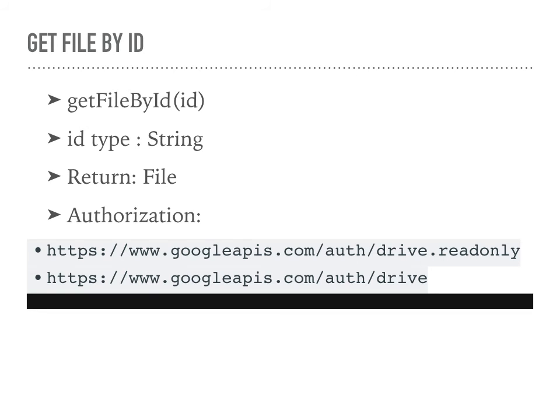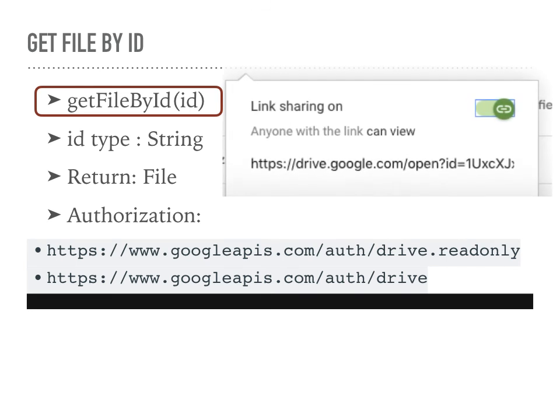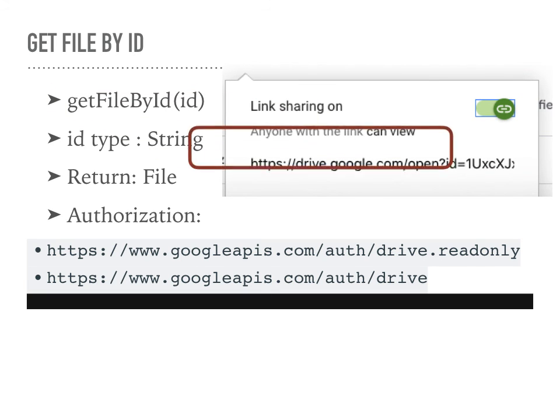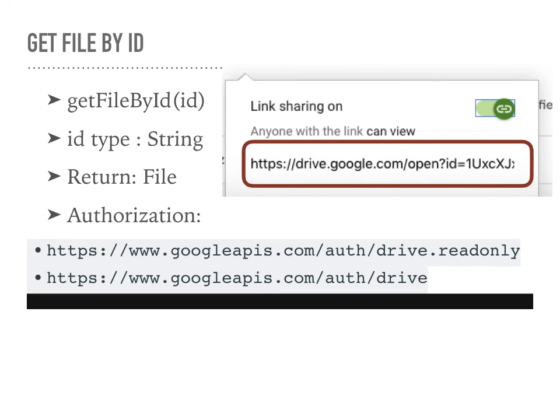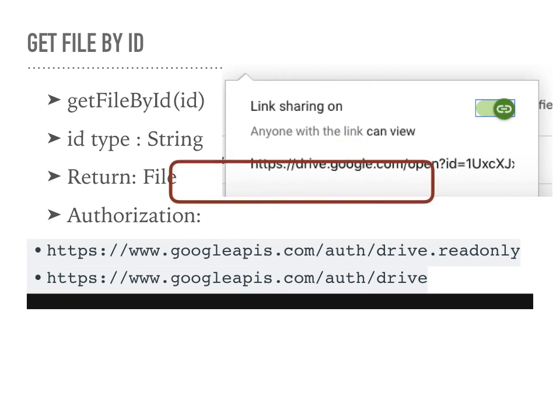We will create one example that utilizes the getFileById method. One quick way to get the ID of a file is to right-click on the file in your Google Drive and choose Get Shareable Link. You will get a window like this, and the ID would be accessible as a string within the URL of the file. In order to use this method, we need to add the following authorization.